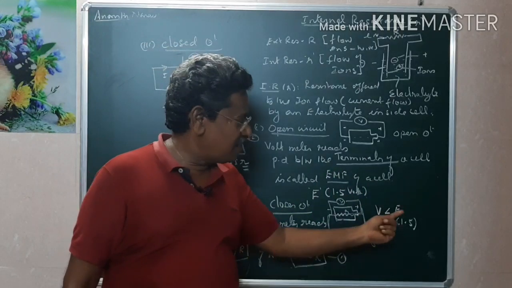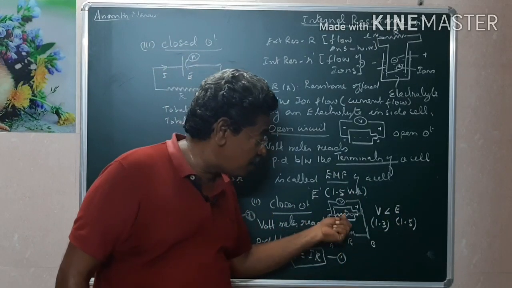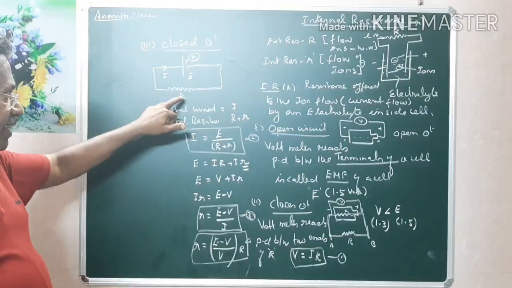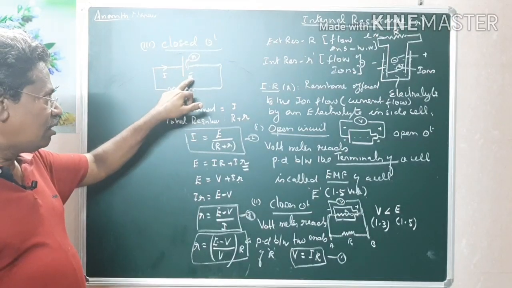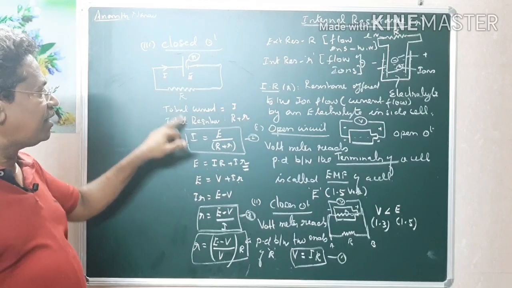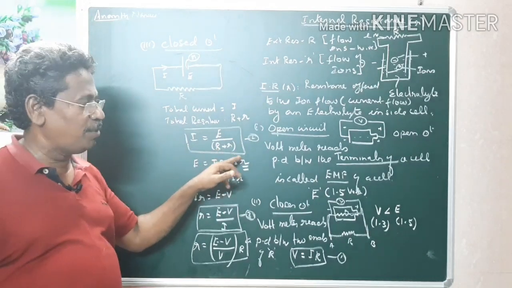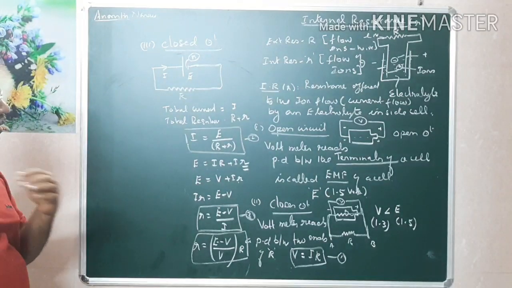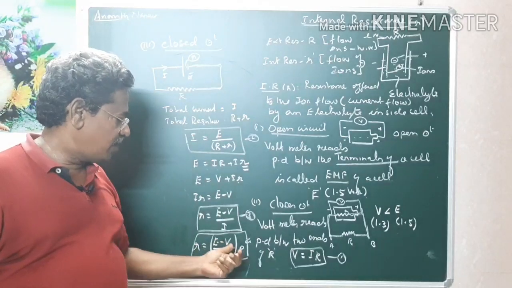But V is always less than E because of the presence of some internal resistance inside the cell. Therefore, in a closed circuit with external resistance R, internal resistance small r, and total EMF E, the current is I. We can write that I is equal to total EMF by R plus r. Based on this, you can derive that internal resistance r is equal to (E minus V) by V into R.